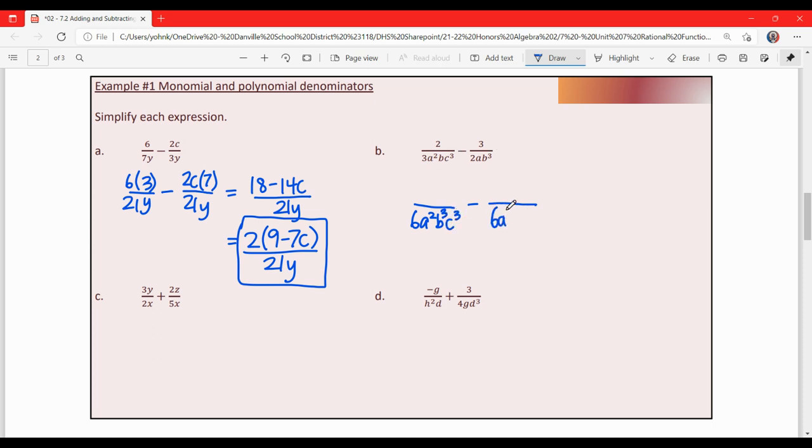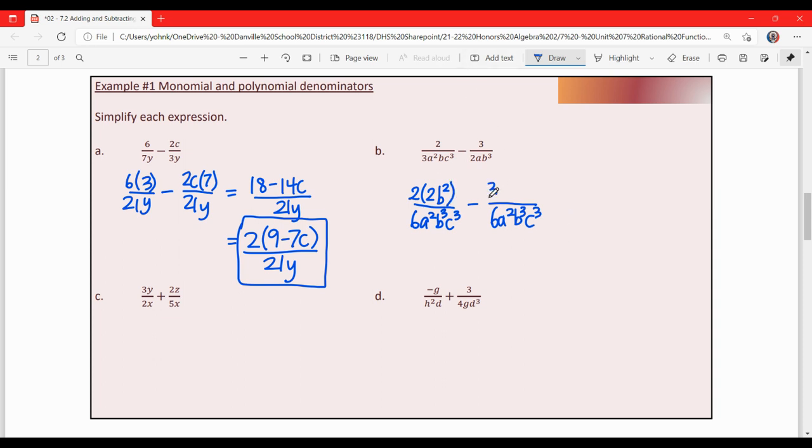So let's write that on the second one. So I have the 2 there, so let's put that. All right, so my 3 needs to multiply by a 2 to get 6, so I'm going to put a 2. A squared needs to get a squared. All right, already got that. B has to get b cubed, so that means I need a b squared. And c cubed has to become c cubed, so I'm good.